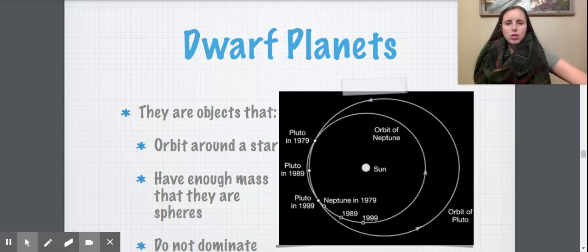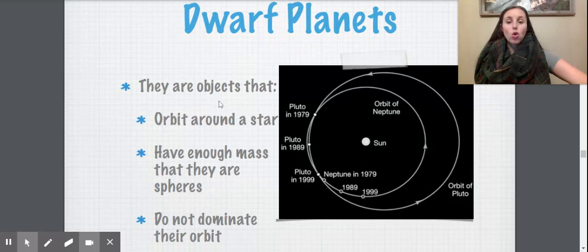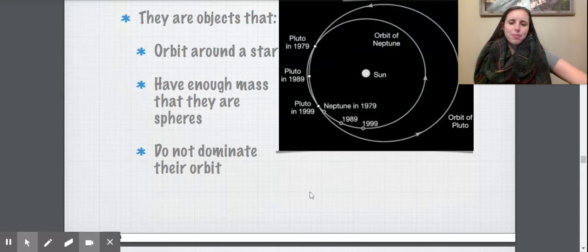A little bit more about dwarf planets. Dwarf planets orbit around the star. They have enough mass, but they do not dominate their orbit. This shows Pluto's orbit and the fact that Pluto doesn't dominate its orbit. You can see here the orbit of Neptune, and you can see that the orbit of Pluto isn't totally centered, and it actually comes into the path of Neptune here. That means it doesn't dominate its orbit, so it lost its planet status.